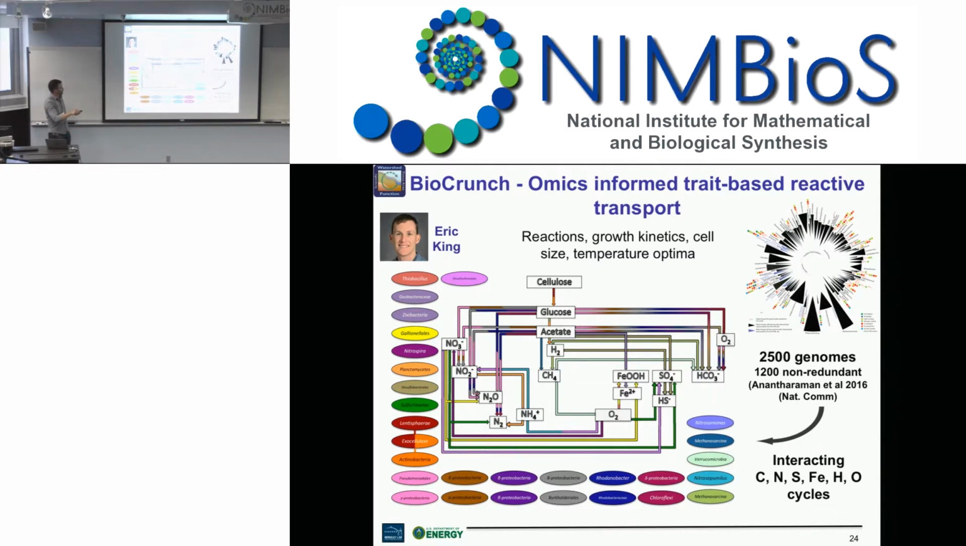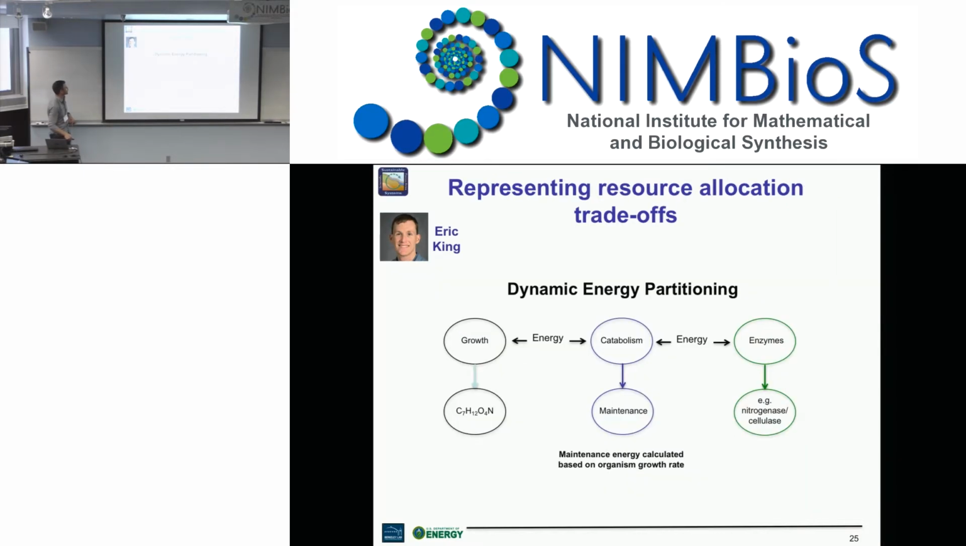One thing we're working on at the moment, this representation here comes from a subset of genomes that we selected from a large set of 2,500 or 1,200 non-redundant genomes. But Eric is working on an approach now to systematically take all of the trait distributions and trait linkages from all of those genomes and build hypothetical organisms from that, as opposed to representing just these genomes. I'll say a little bit about that if I have time.